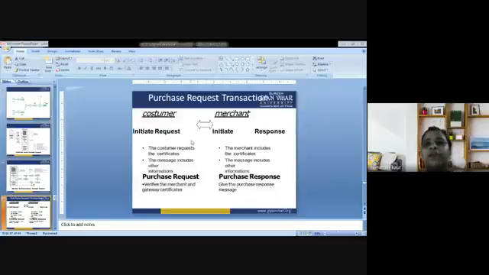Next is the purchase request transaction, that is customer, that is merchant. So we are supposed to initiate the request, and we are supposed to initiate the response. So what is there in the request and what is there in the response, have a look at the same. That is, the customer requests the certificate, the merchant includes the certificate, and the messages include other information. Purchase request, purchase response, that is, it could verify the merchant and gateway certificates and give the purchase response message. So this is all about this.